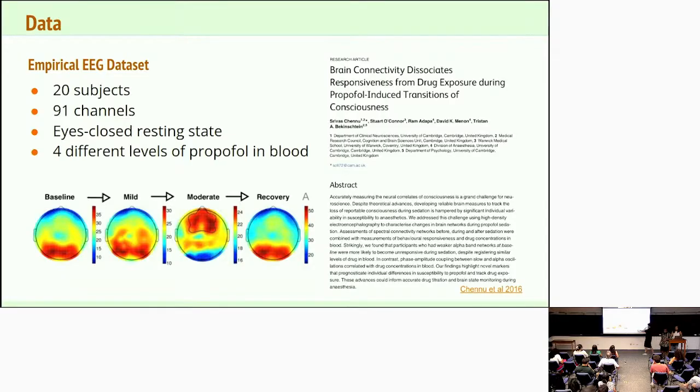So here we can see the typical change in alpha power when you have more propofol. You can see that the power of alpha, instead of being in the occipital lobe, goes to the frontal lobe. So you have the baseline, then you have more propofol, then the moderate, which is the most propofol in blood in these states, and then the recovery. This data was 5 minutes of resting state with eyes closed.